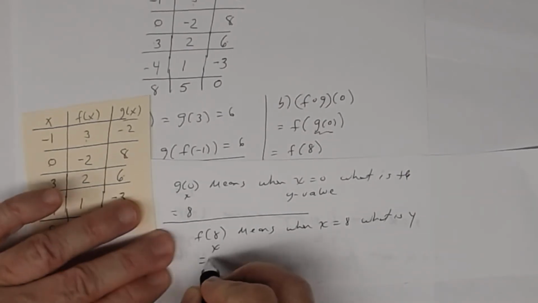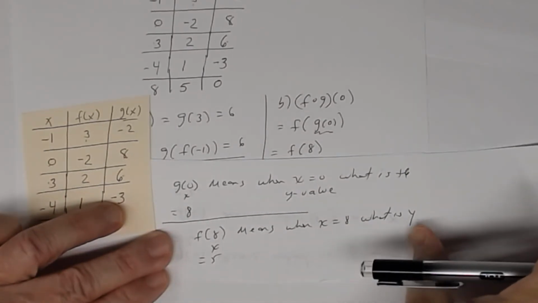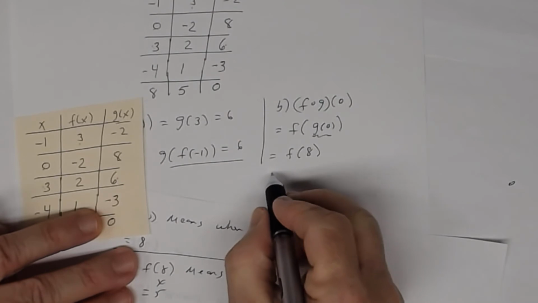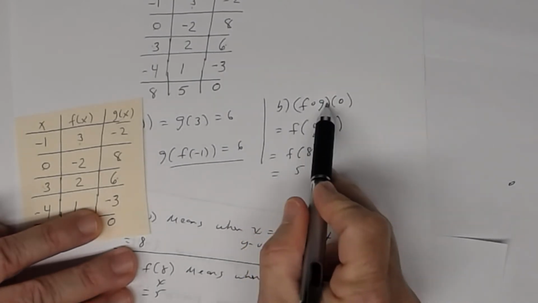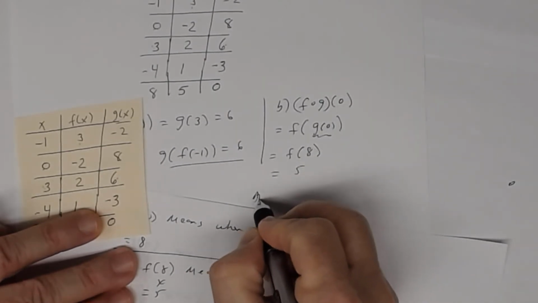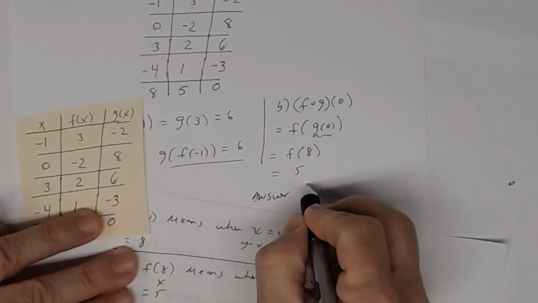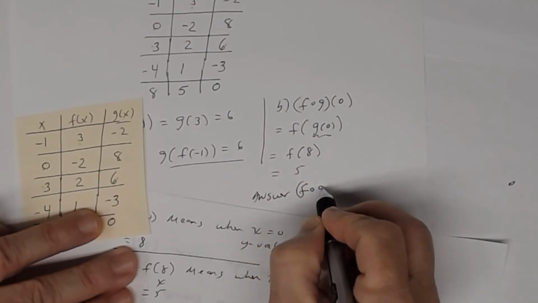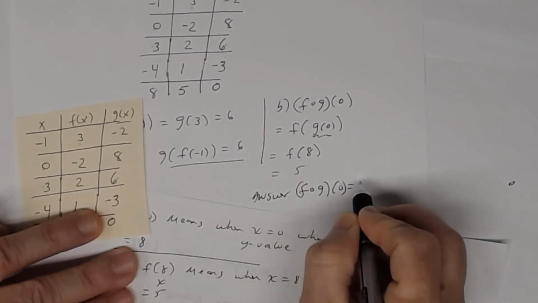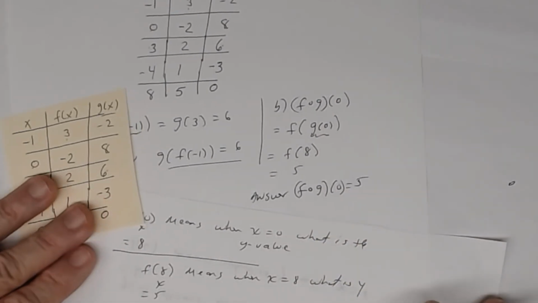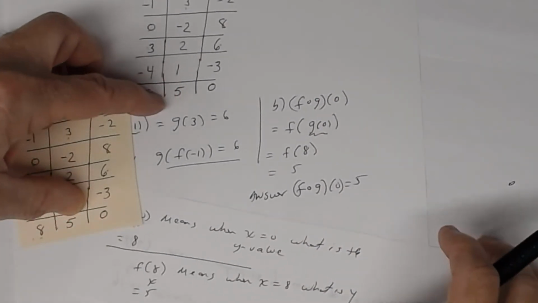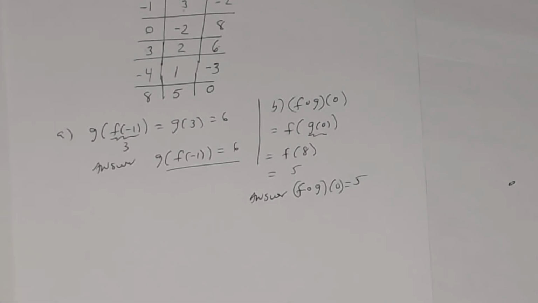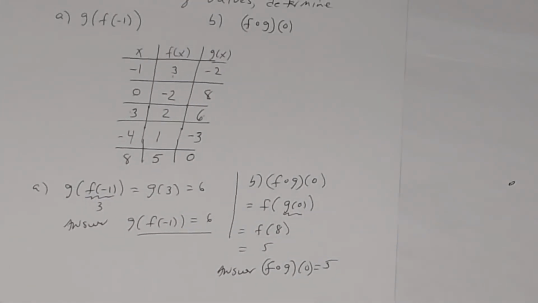So this equals 5. What we found is f of 8 is 5, which means this equals this. So you're going to say f composed with g at 0 equals 5. Okay, so that was number 3. Let's look at one more. It'll be number 4.